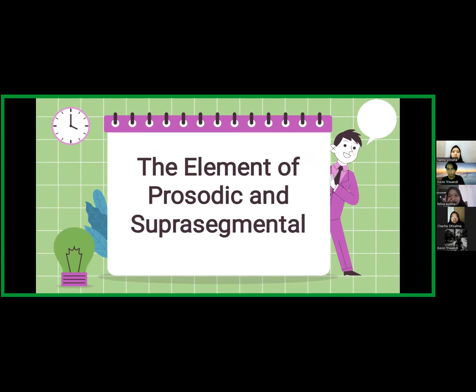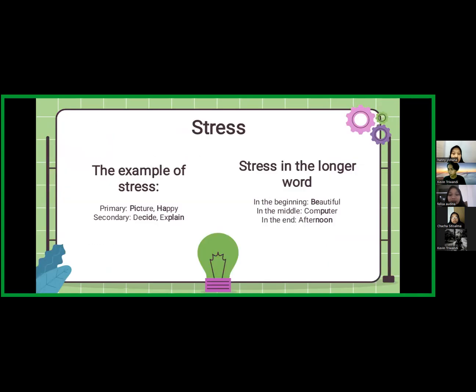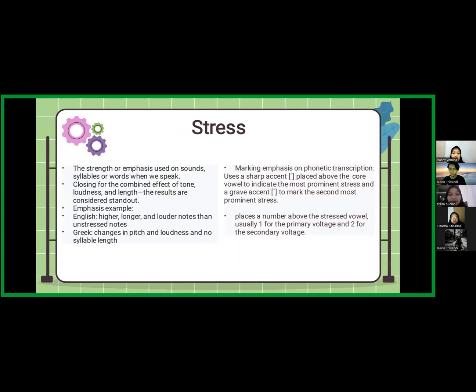For the next, stress. Stress is the strength or emphasis used on a sound, syllable, or word. Stress is the combined effect of tone, loudness, and length. The results are considered to stand out. For example, in English, we have higher, longer, and louder notes than unstressed notes. And in Greek, we have change in pitch and loudness and no syllable length.